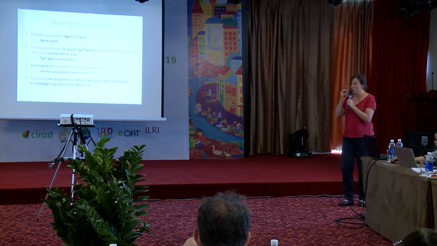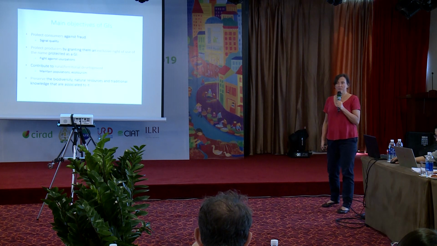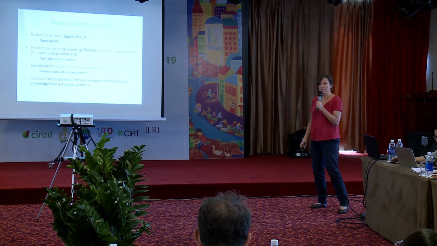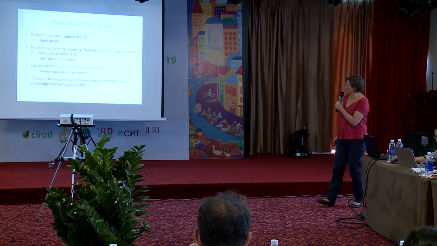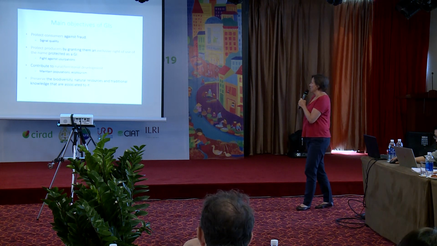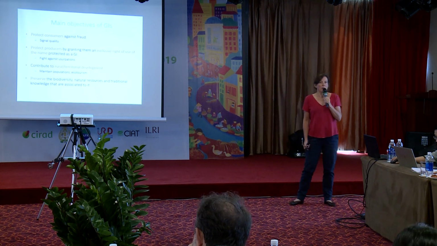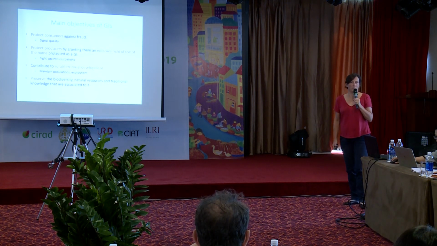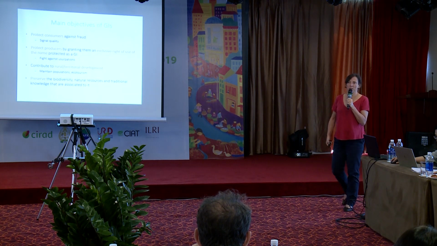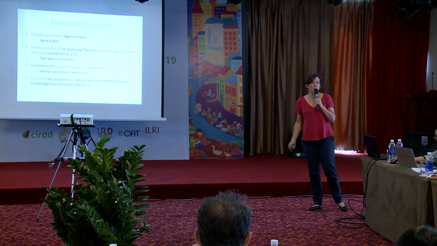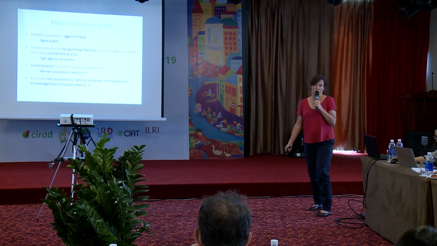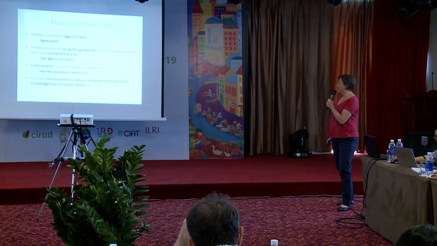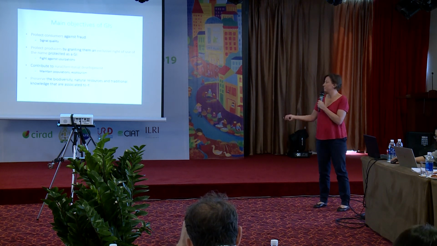The main objectives of GIs are to protect consumers against fraud. They buy cashew nuts that they want to be from a specific origin, and they will have those cashew nuts as expected. GIs also protect producers. If I make specific efforts to produce Phu Quoc fish sauce, I don't want to be in competition with people who produce fish sauce that does not follow the specifications and make it look like Phu Quoc fish sauce. They also contribute to rural territorial development and preserve biodiversity, natural resources, and tradition.